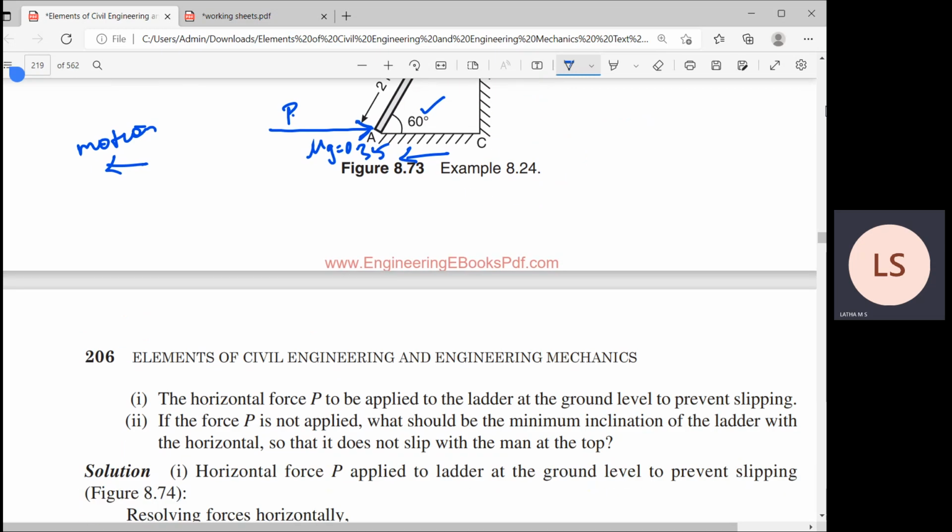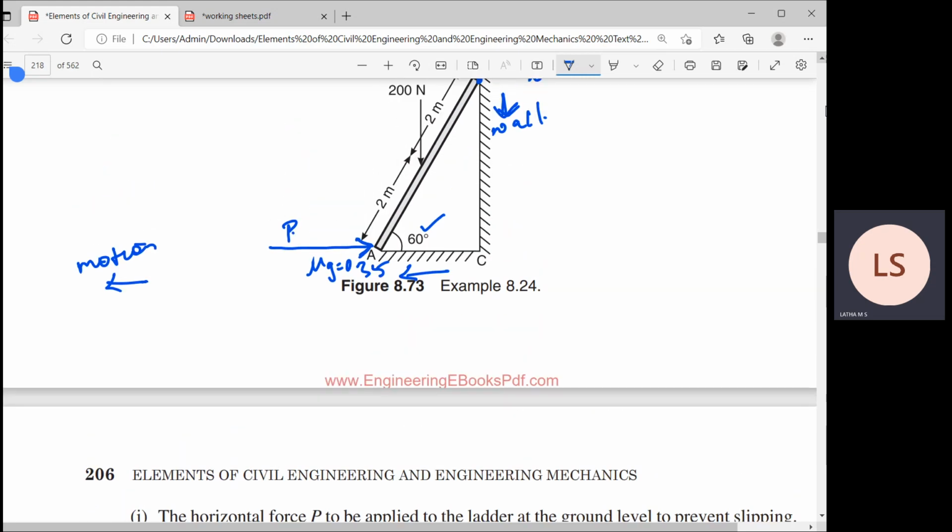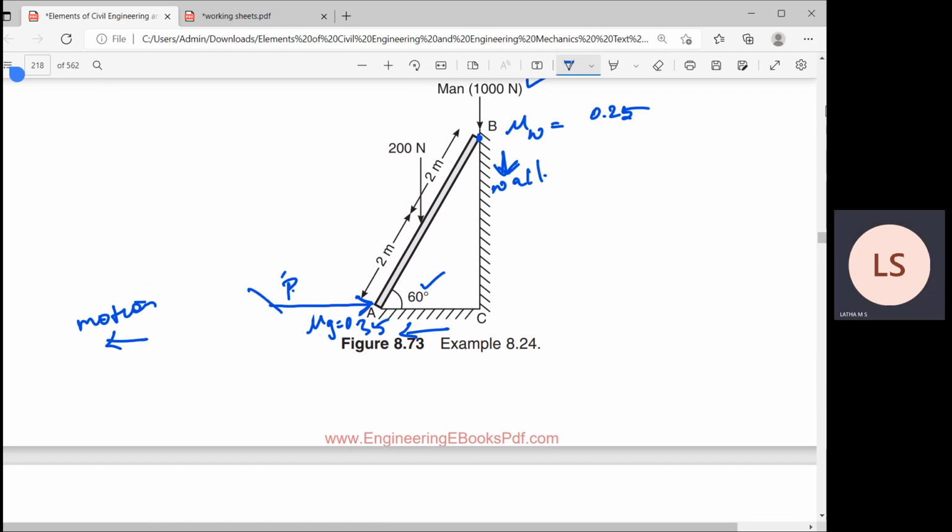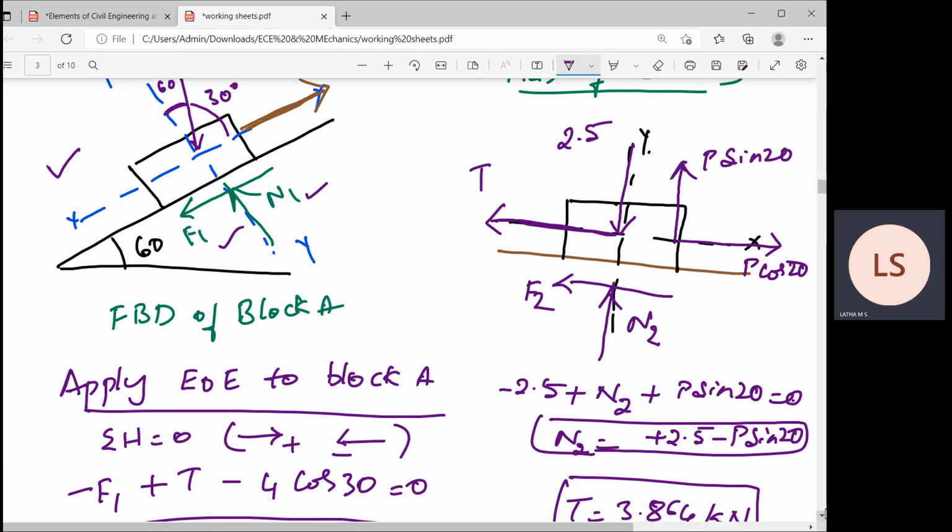Second question is, if the force P is not applied, what should be the minimum inclination of the ladder with the horizontal so that it does not slip with the man at the top? Now, in the second case, he is telling, if this P force is not there, you should incline the ladder, not at 60 degree but in such an angle theta, wherein it will not slip down. It can hold the man at the top point B of weight 1000 Newton. Okay. Now there are two quantities to find here.